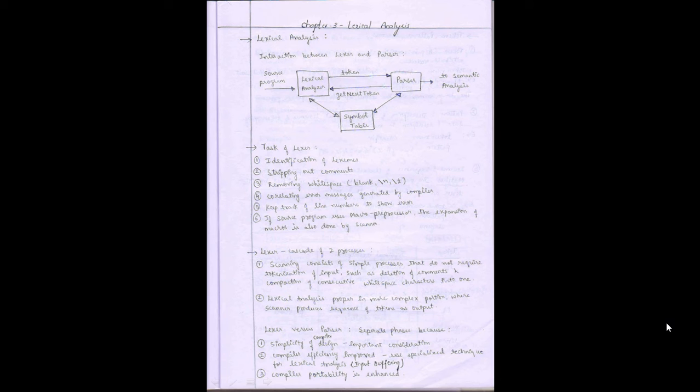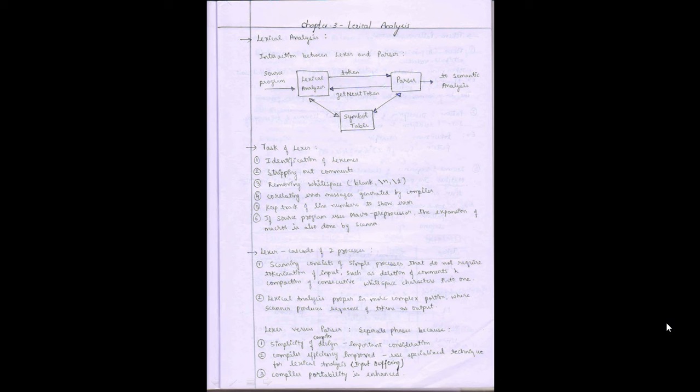As you can see in the interaction between lexer and parser, the source program is given to the lexical analyzer. The source program acts as an input, and that is passed to your lexical analyzer, which will generate a token. The token is accepted by the second phase of a compiler, called the parser. Whatever tokens are available are collected by the parser by using a special method called get next token.